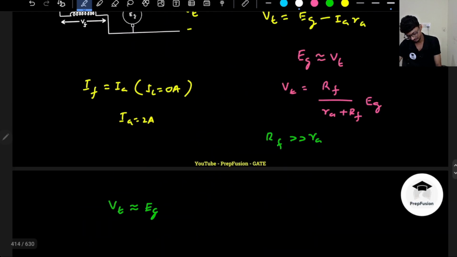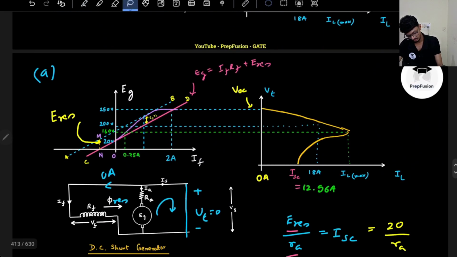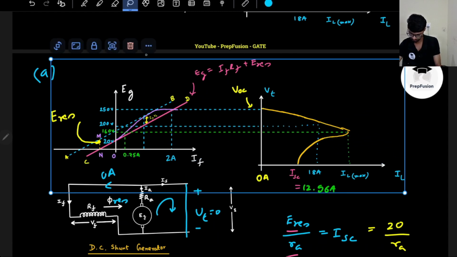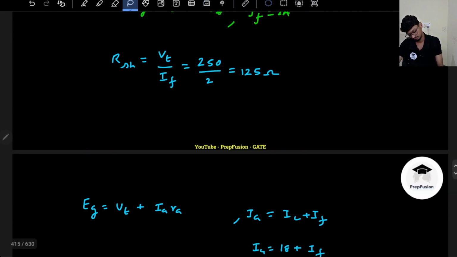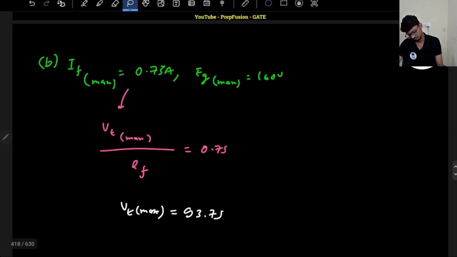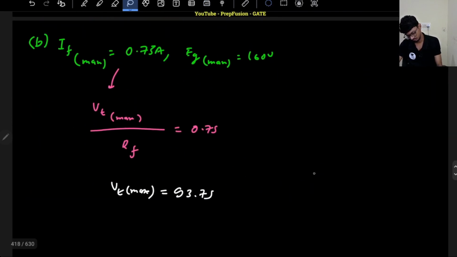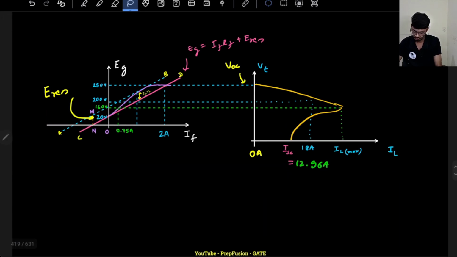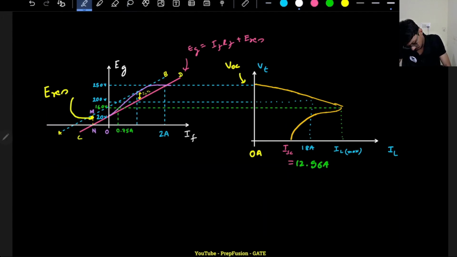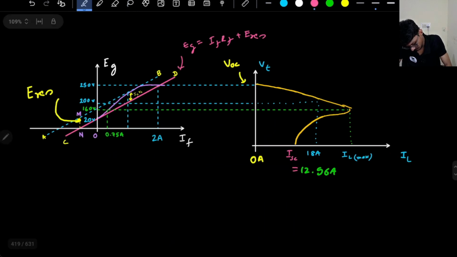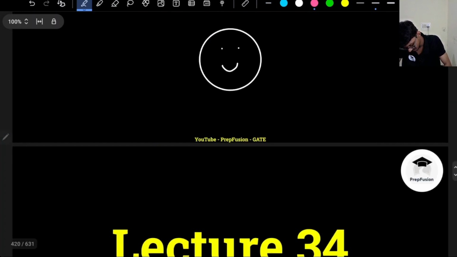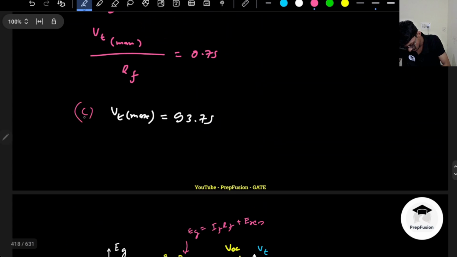So this graph will be further modified now. Vt maximum here is 93.75 volts. So this is one of the answers. This is the part C. Part C we have already calculated. What about the part B?